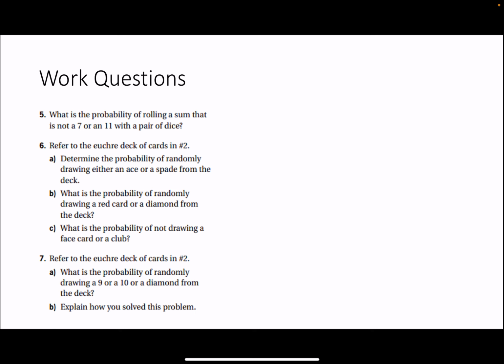Next, this work problem. What is the probability of rolling a sum that is not a 7 or 11 with a pair of dice? So I'm going to read this as not a 7 or is an 11. I'm not going to say neither. Otherwise, it would say neither 7 nor 11. So make sure it's not ambiguous, okay? So neither 7 nor 11 would be not 7 and not 11, but the probability of it being not a 7 or an 11. So let's take a look at that.